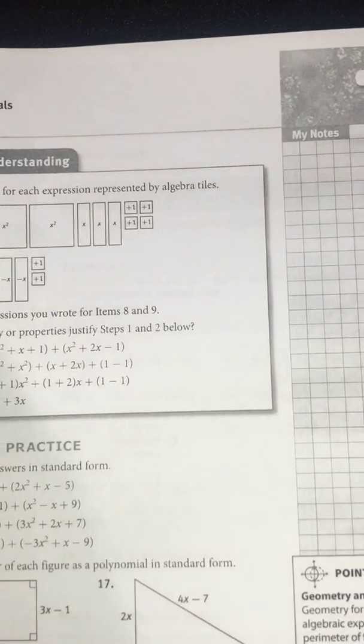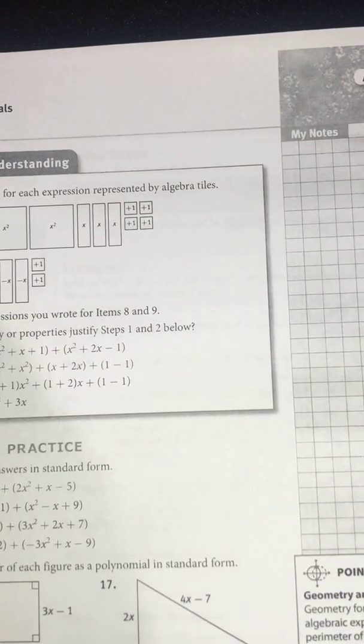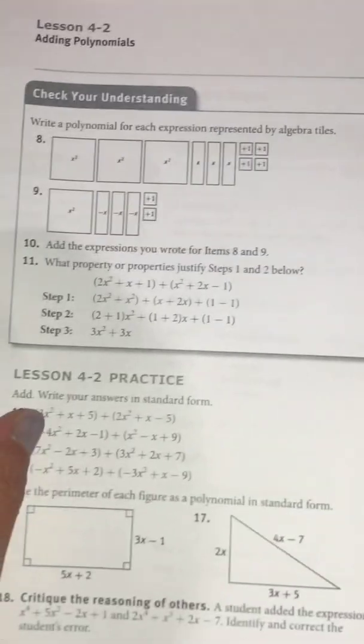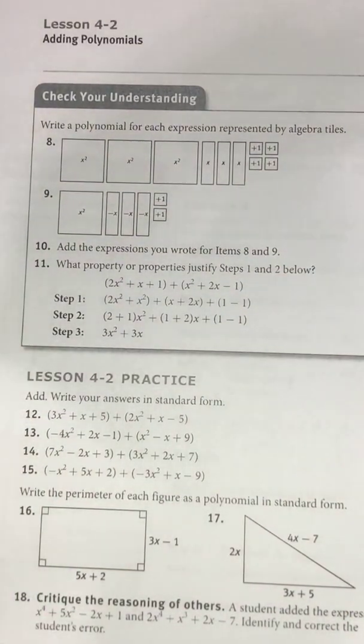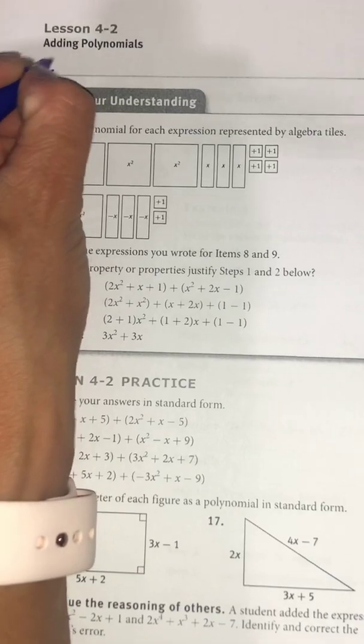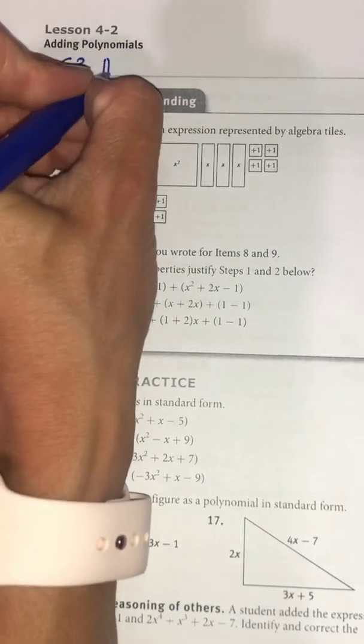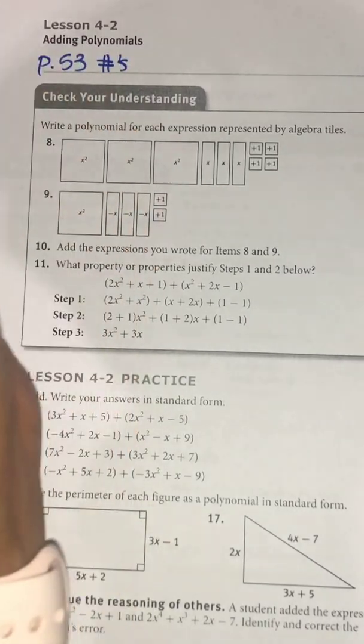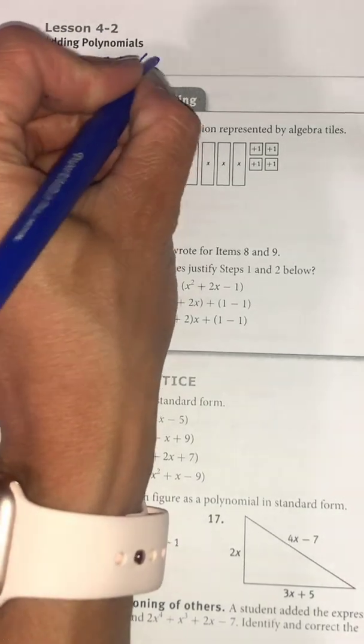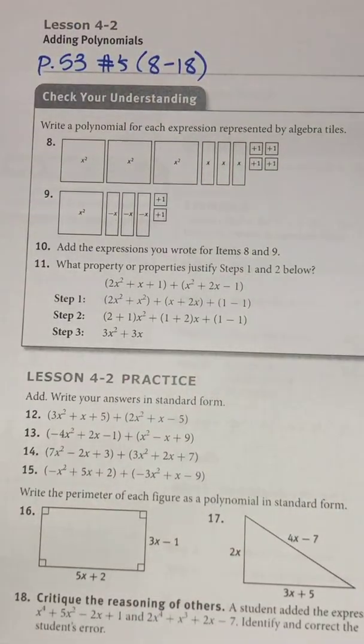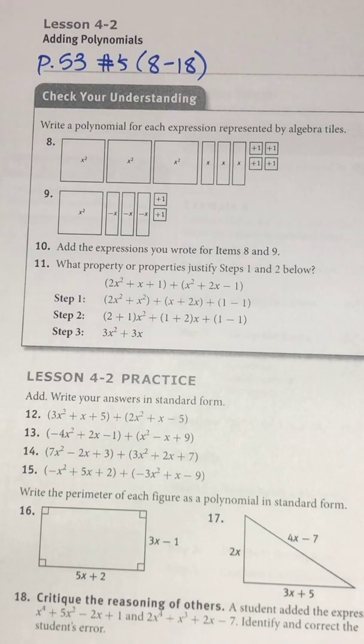All right, let's turn this page. All right, so we're at the end here. Your assignment is going to be on this page, and you're going to be doing numbers 8 through 18. You're going to have one more lesson this week. It'll be 4.3 as well. So good thing these are short and simple. Have a good one.